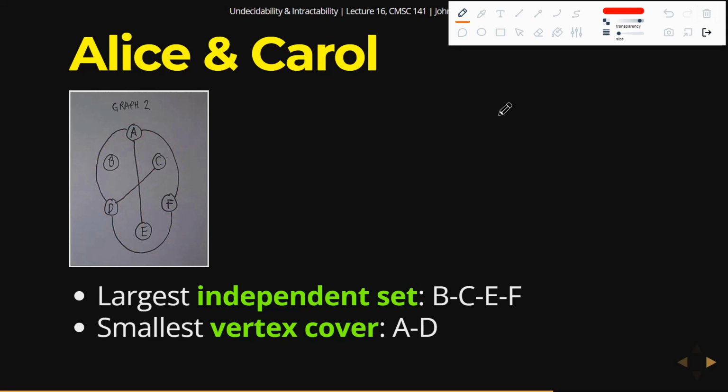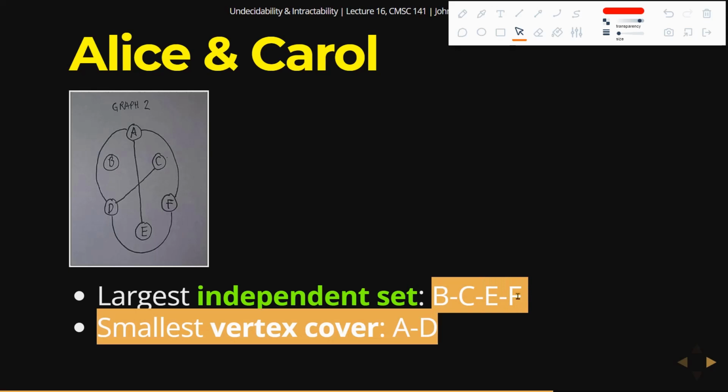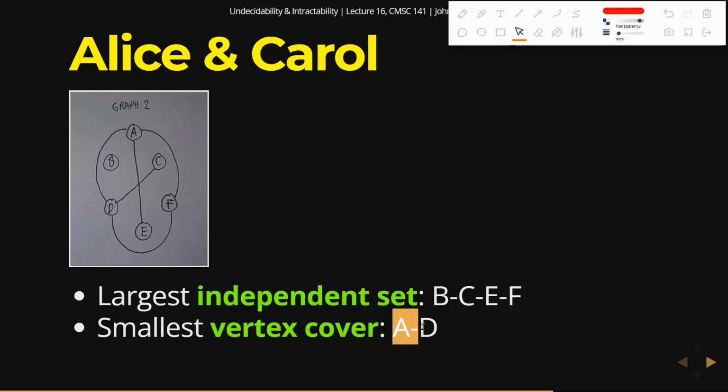Now, how are the answers of the two related? Well, here you have BCEF, and then for vertex cover, you have A and D. So it's actually the vertices that are not in the independent set, right? So if it's in the independent set, you take the opposite of that and you get the vertex cover. Okay, does that make sense?